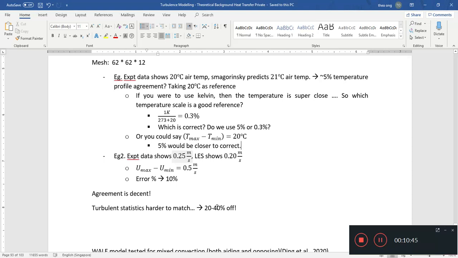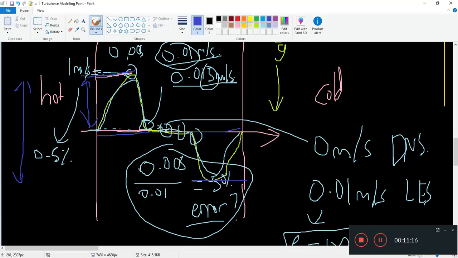So again, it shows here for a more real case, experimental data shows 0.25 meters a second, LES shows 0.20 meters per second. Depending on how you look at it, the error can be 20% off, which is huge. But if you take a look at the Umax and the Umin, Umax is actually 0.25, Umin is minus 0.25, from this experimental data set. So you have a situation that looks something like this, where the Umax is actually 0.25 here, and the Umin is actually minus 0.25.